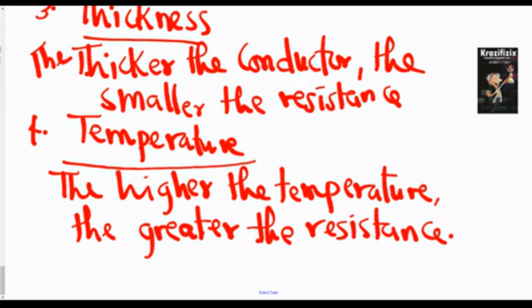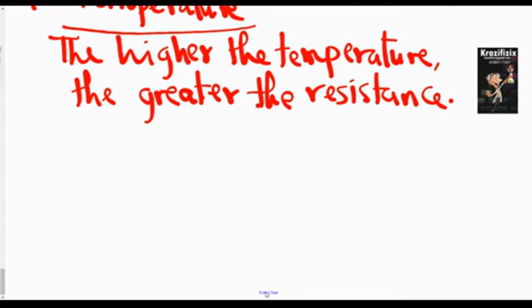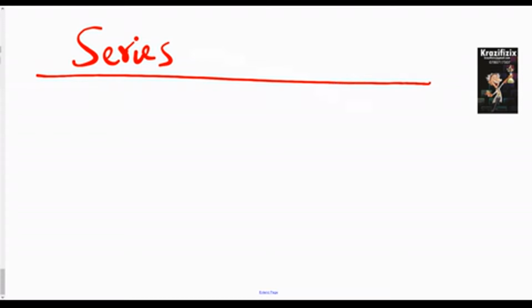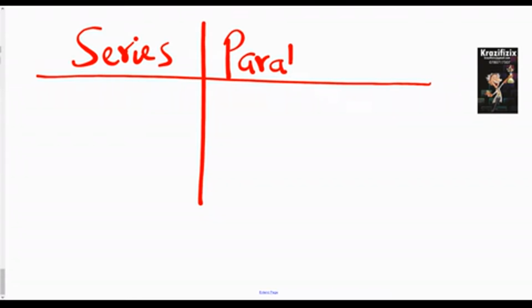Now, we're still on resistance, because this is where electricity rests. Resistance can either be connected in series or in parallel. Let's create a table as we compare series and parallel connections.